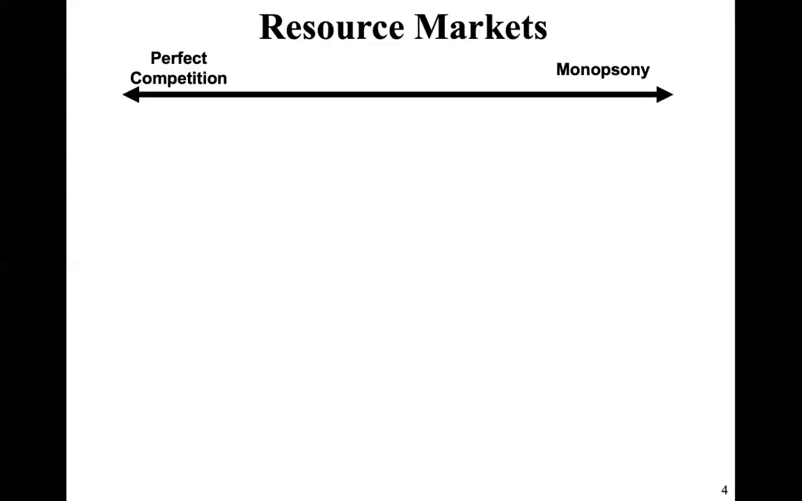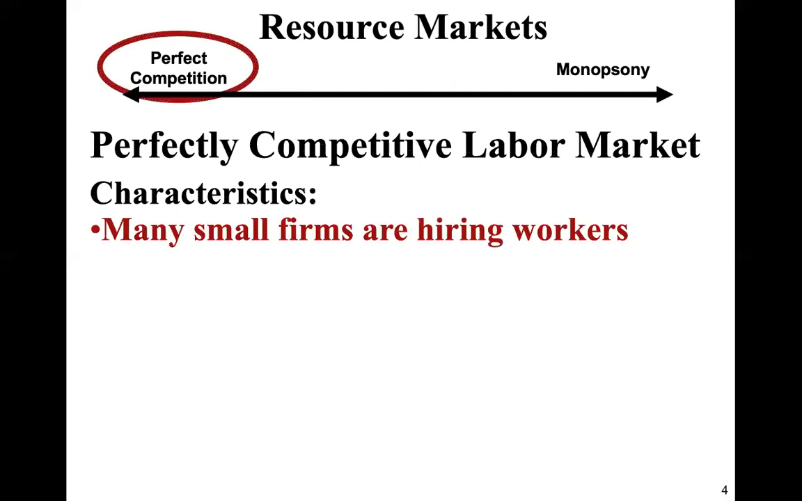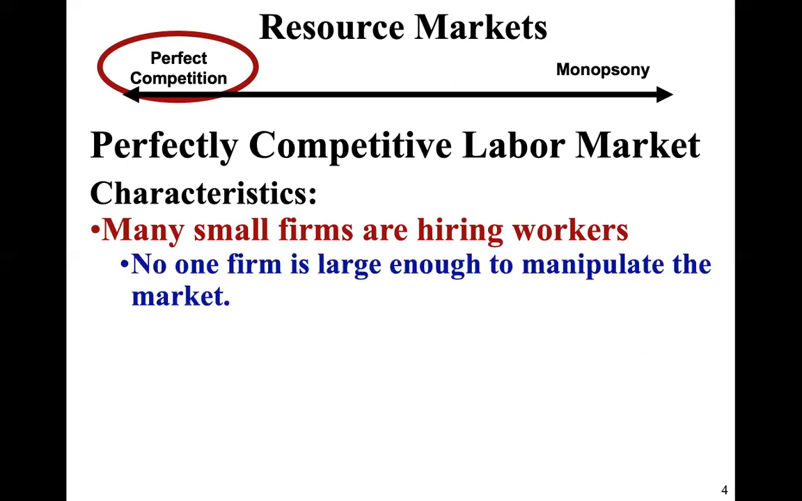So in terms of resource markets, there are two types of resource markets: perfect competition and monopsony. In the product market, there are 4 market structures. In the resource market, there are 2 market structures. What does a perfectly competitive labor market look like? It's going to have many, many small firms who are out there hiring workers. No one firm is going to be large enough to manipulate the market. So it's going to be many, many firms. No one has that much market share.